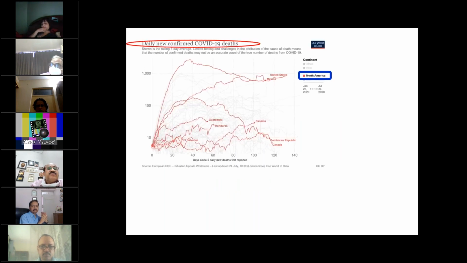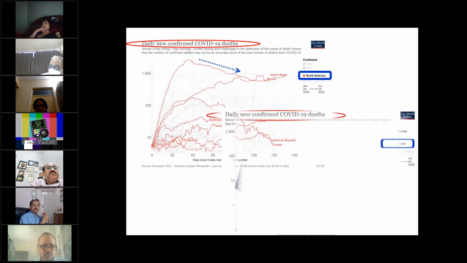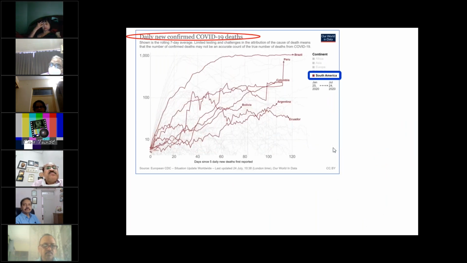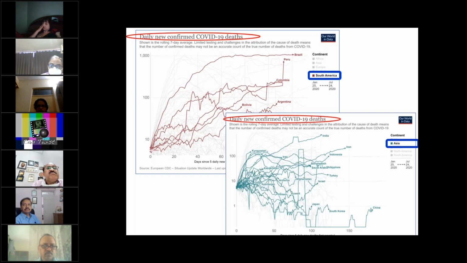Which countries are bending the curve? If you look at the breakup of the continents, USA, despite the numbers, seems to have flattened the curve a bit. Europe, definitely, countries like Italy, Spain are now down. UK and Russia are hanging in the middle. South America again upswing. Asia again, of course, upswing.